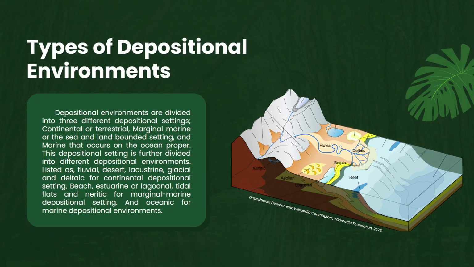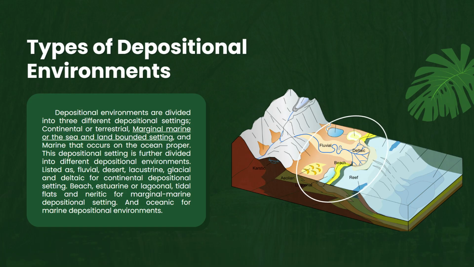Depositional environments are broadly categorized into three settings. The first one is the continental or terrestrial setting. These are land-based environments where sediments accumulate. Examples include fluvial systems or rivers and streams, deserts, lakes or lacustrine, glacial areas, and deltas.